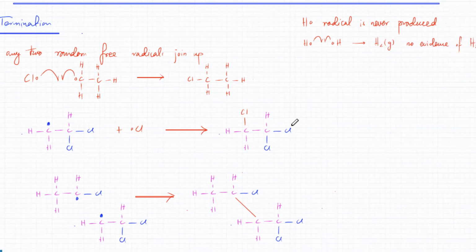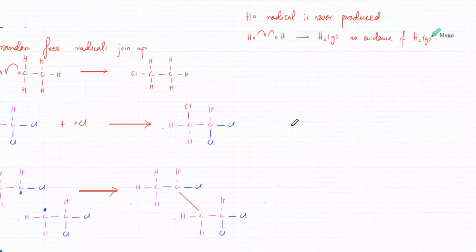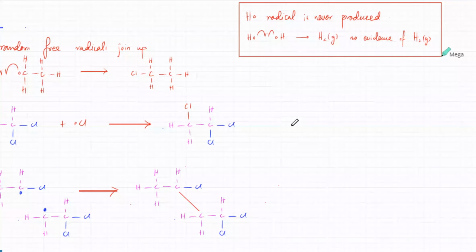H2 gas is never formed. There is no evidence of H2 gas. So that gives us an idea that the H radical never gets formed, because if it were formed in any of the steps, then you would certainly have gotten H2 gas. Is that clear?